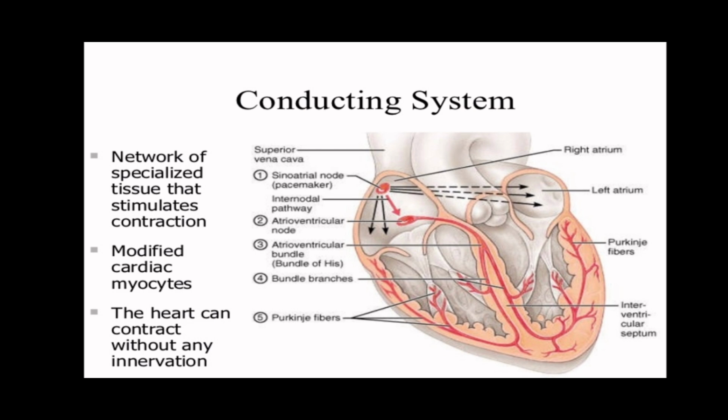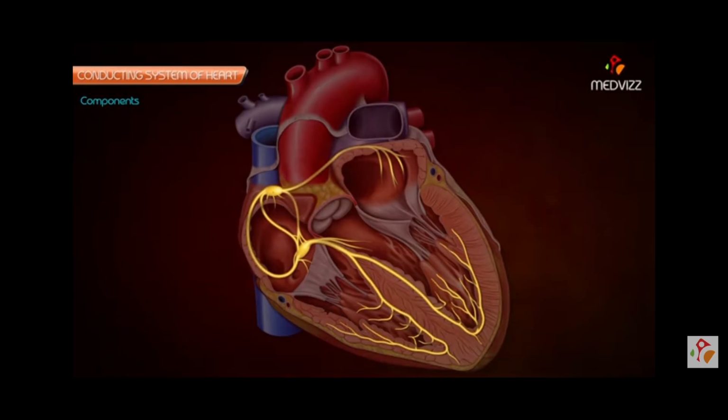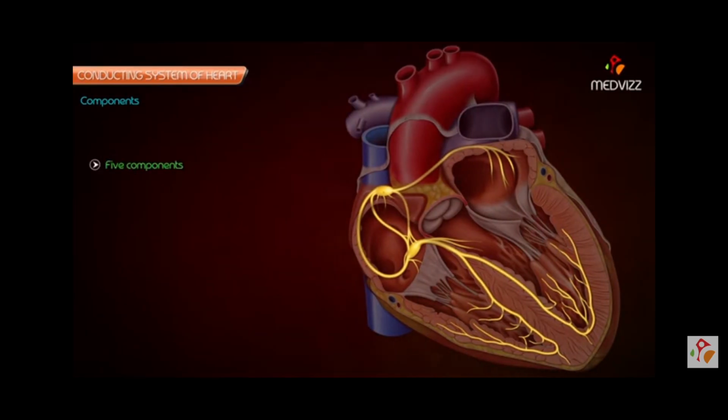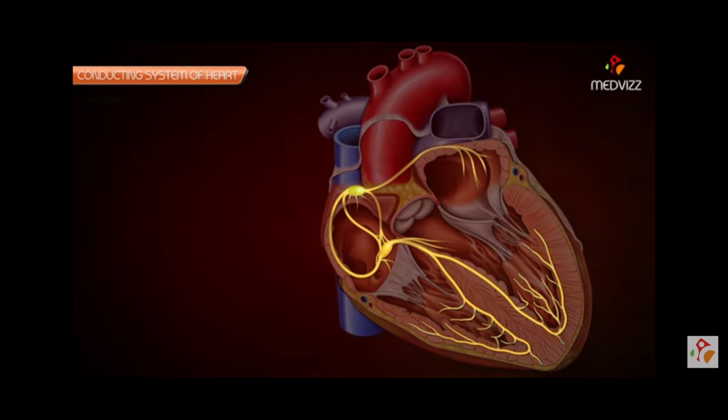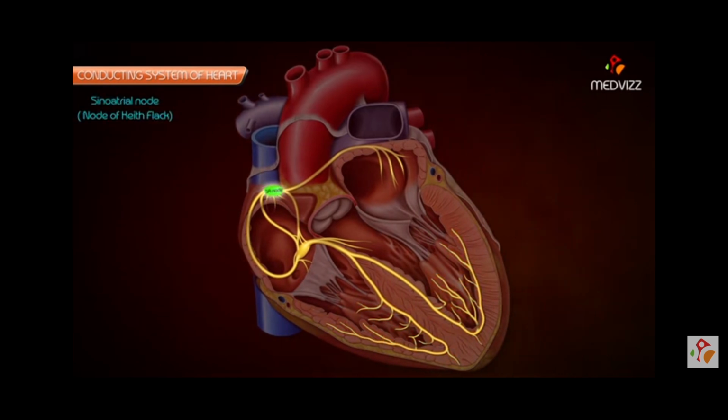The specialized tissues create an electrical conduction system pathway and include two tissue masses called nodes and a network of specialized fibers that branch throughout the myocardium. Heart contraction is initiated by an electrical impulse generated from the sinoatrial node, or SA node, also called the pacemaker. This is found at the start of the pathway.